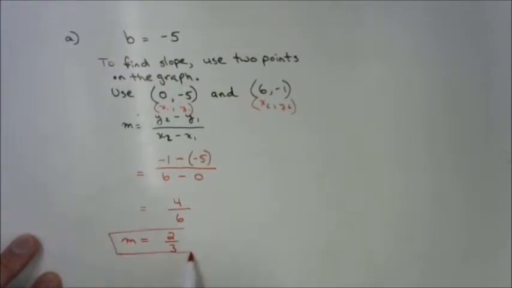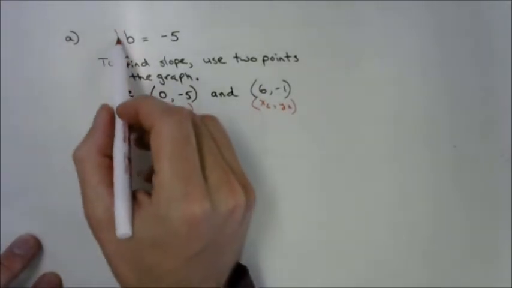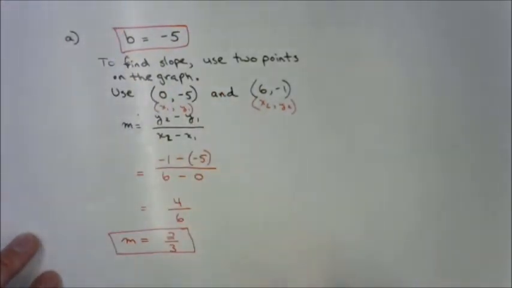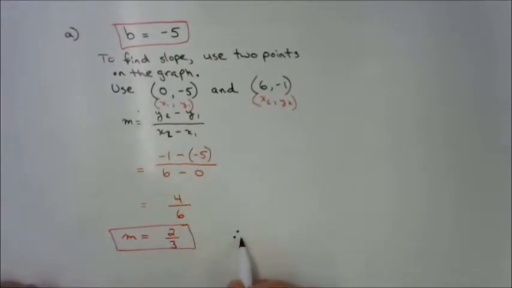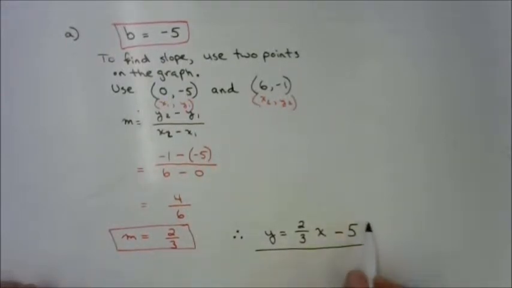Well, at this point, I might box. I found my slope. I found my initial value. And the goal, remember, is to use these values to write an equation for the line. So, go ahead and write the equation for this line. I know this. Oh, 2/3. Y equals 2/3 x minus 5. Just minus 5.